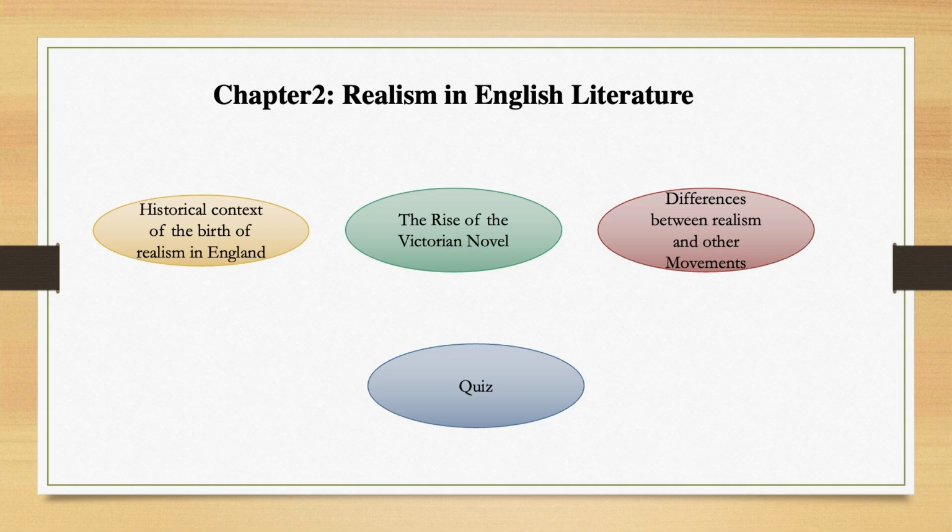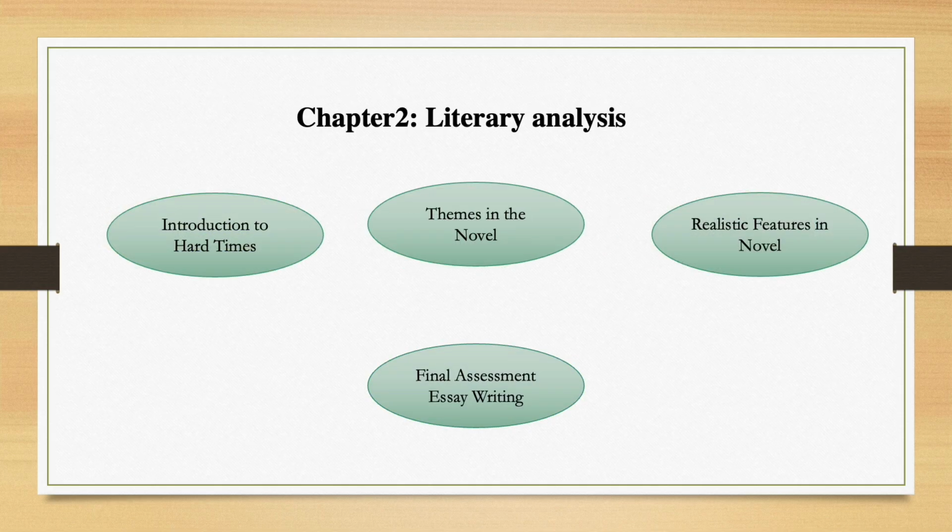The second chapter is about realism in English literature. Again, we're going to talk about the historical context that led to the birth of realism in England, and then the most important thing is the rise of the Victorian novel, and then we're going to study differences between realism and other literary movements like naturalism and romanticism. Again, you will be tested with a quiz.